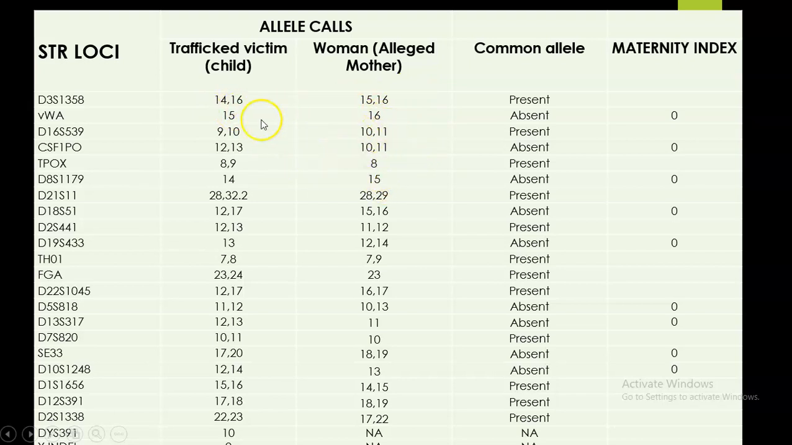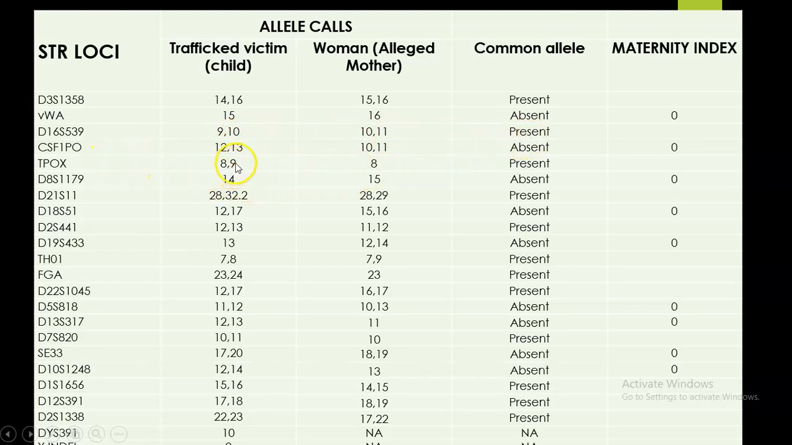If you look at the first locus, the traffic victim had 14, 16 as his alleles. The aged woman had 15, 16. They share a common allele, that is 16. So a common allele is present. To go on to the second locus, the traffic victim has 15. The alleged woman has 16. They don't share any common allele. The third locus, 9, 10, 10, 11. They share 10. So a common allele is present.